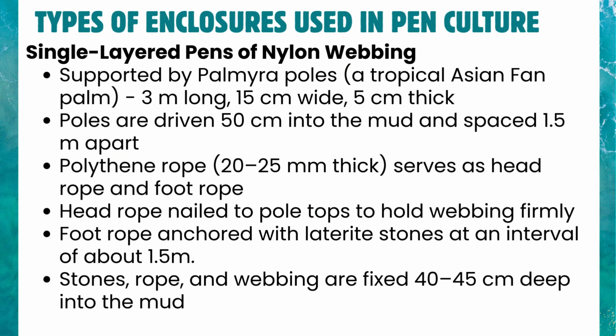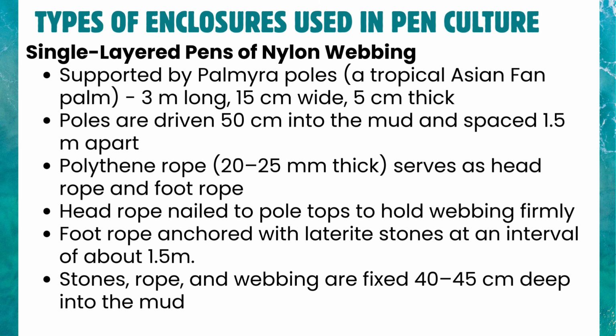Three. Single-layered pens of nylon webbing. In this type of enclosures, palmyra, a tropical Asian fan palm, poles are used for support which are pointed at one end. The size of the poles is 3 meters length, 15 centimeters wide and 5 centimeters thick. The poles are driven into the mud at about 50 centimeters and are 1.5 meters apart. A 20 to 25 millimeters thick polythene rope serves as a head rope and foot rope.